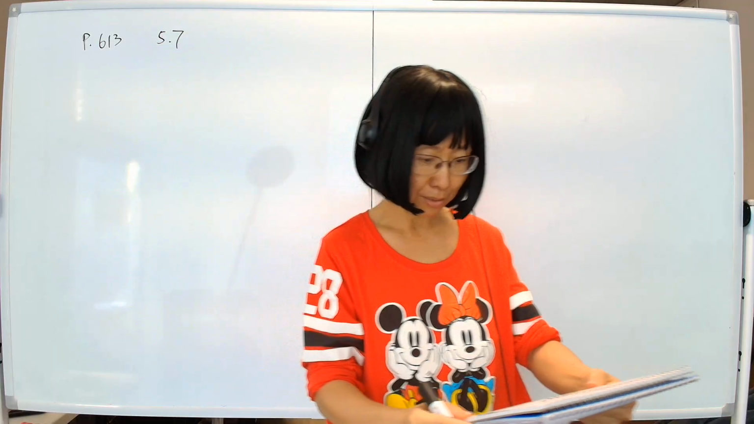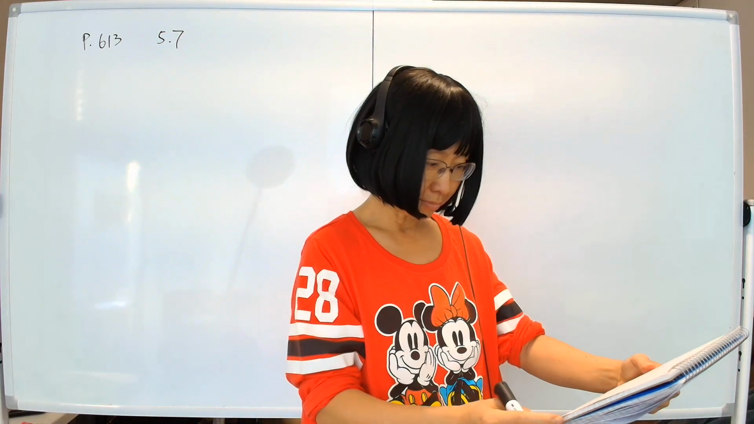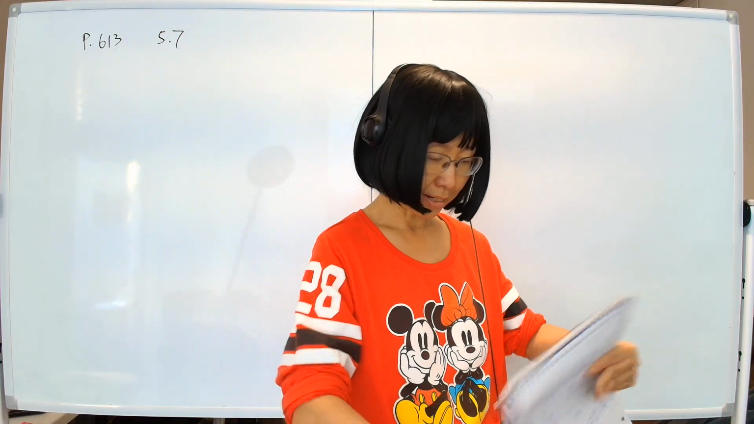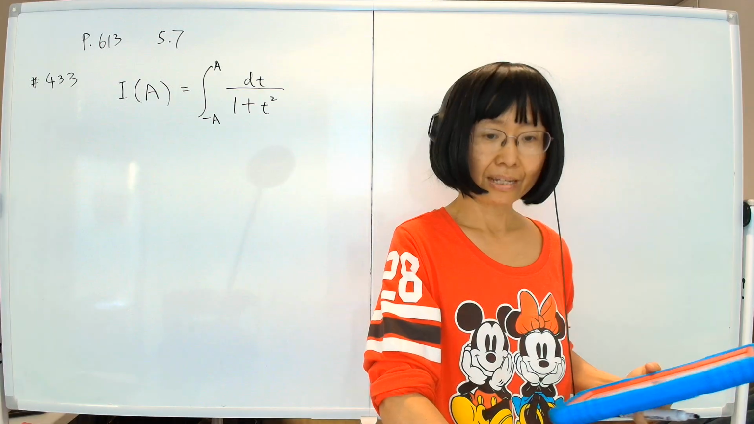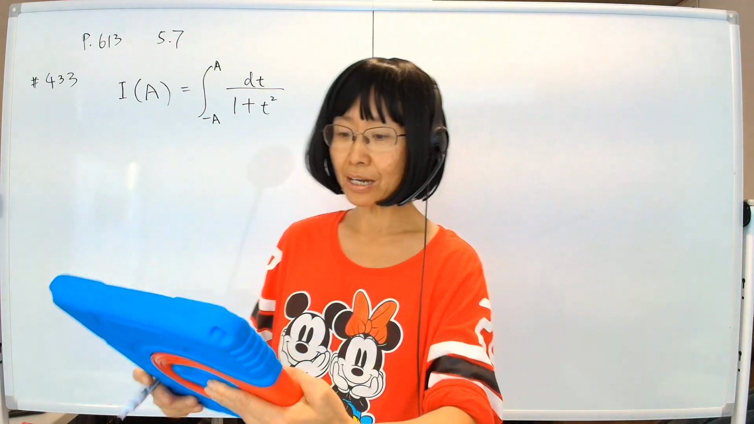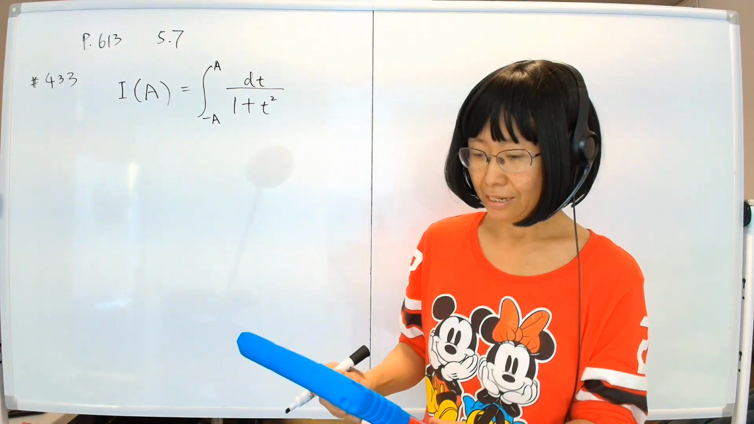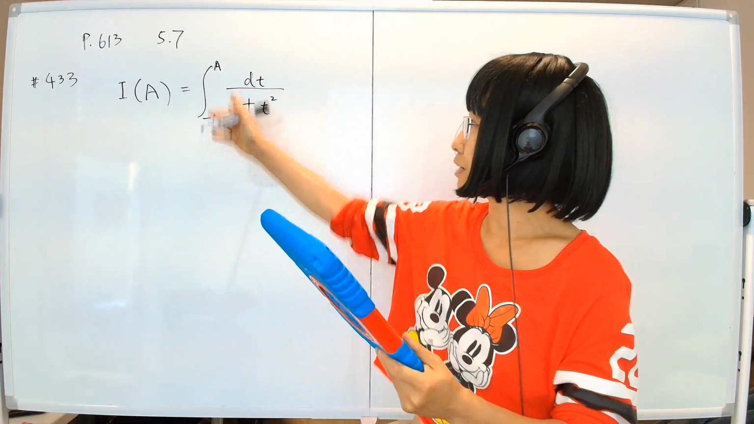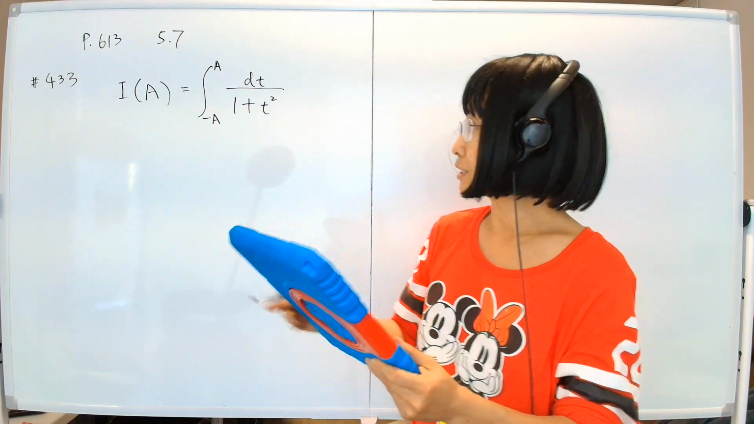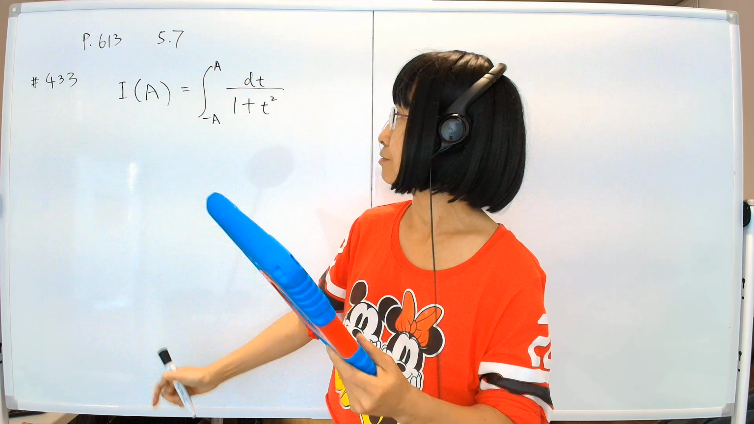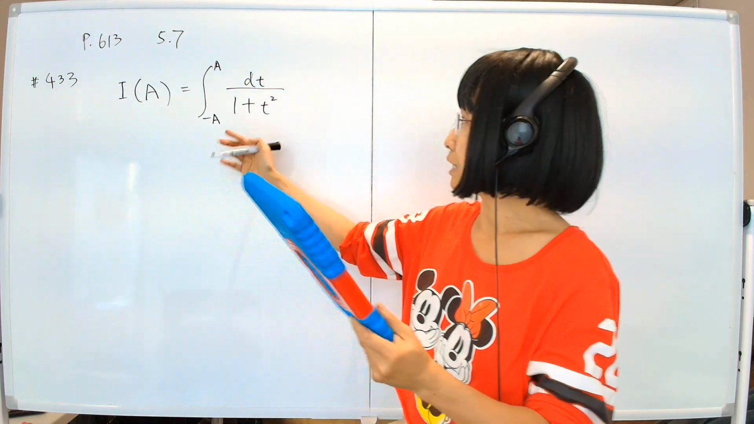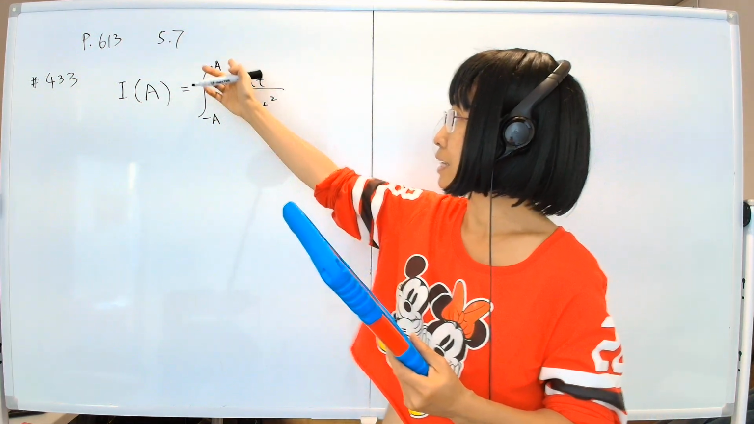Now let's look at the next problem. Next, let's look at problem 433, where it says for a bigger than 0, so you have some numbers here, we're going to calculate I of a, which is integrating this thing from minus a to a.